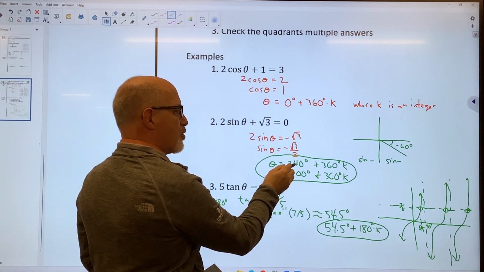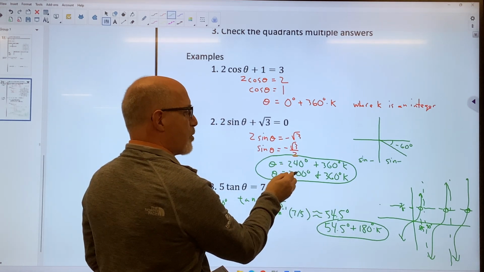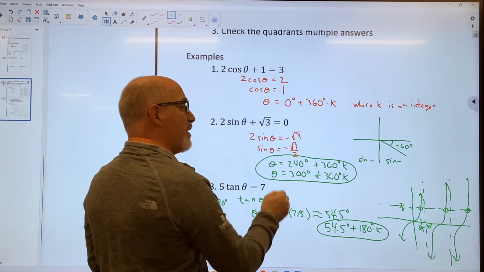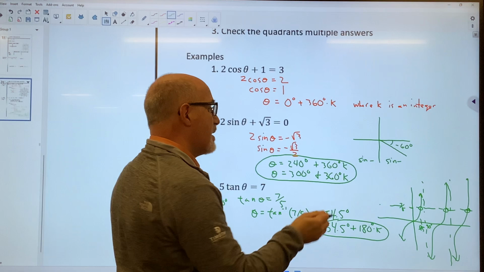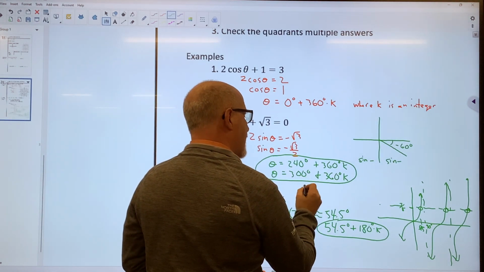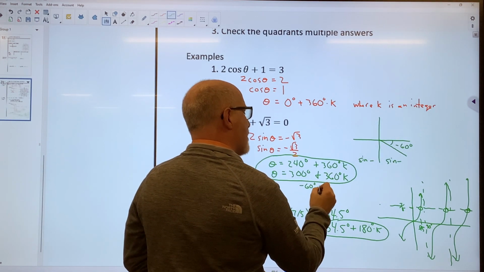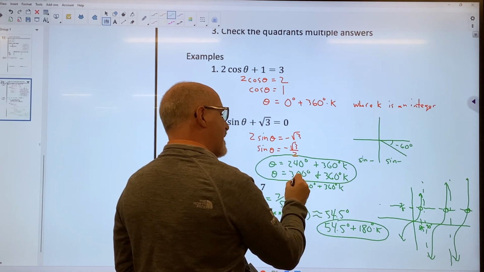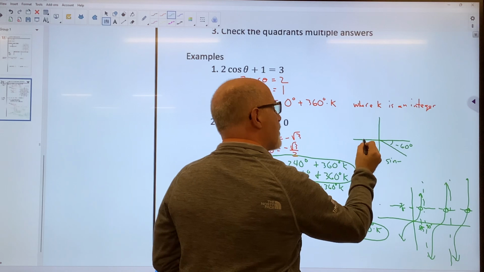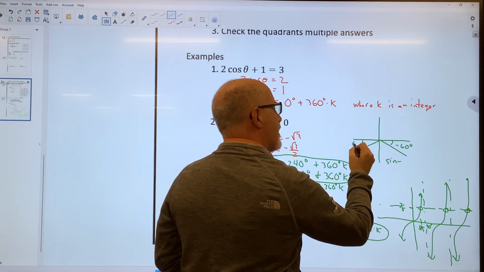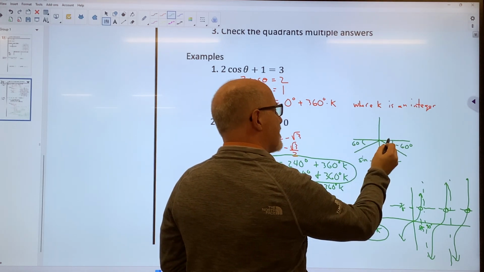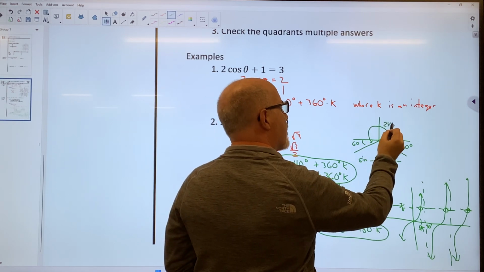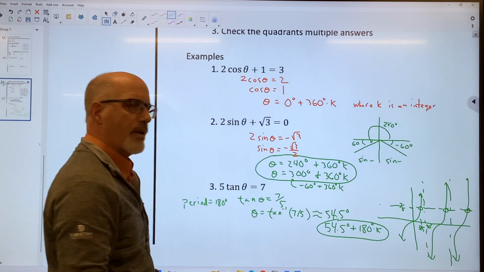Notice that if I subtract 360 from this, so if I do 360 times negative 1, this will give me a negative 60 degrees. So I've got this one. I could make this negative 60 plus 360k as a replacement for it. It's the exact same thing. This one, you have to remember that you use the reference angle, 60 degrees with the x-axis, and that, if I go all the way around there, is 240 degrees. So that's how you get the other one.